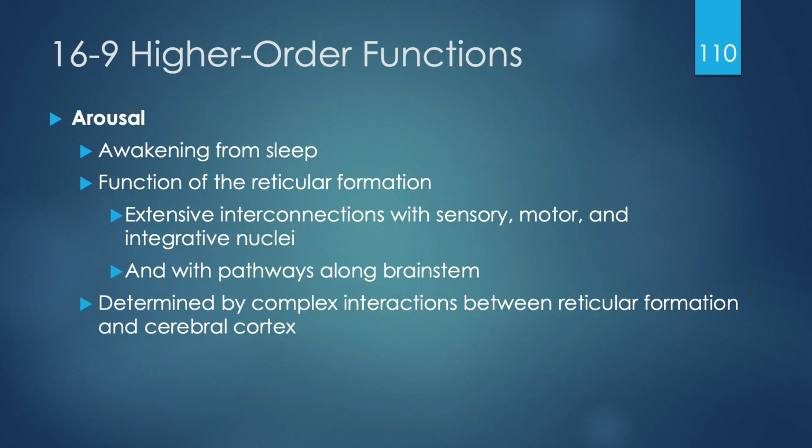The reticular formation appears to be the component of our brain that allows us to be aroused and awaken from sleep in the first place. And the reason for this is believed to be because of all of the extensive interconnections between the reticular formation and both sensory and motor components of our brain, as well as integrative nuclei. There are also pathways along the brainstem that play a role as well. Now, this is determined by complex interactions between the reticular formation and the cerebral cortex and is still being studied.